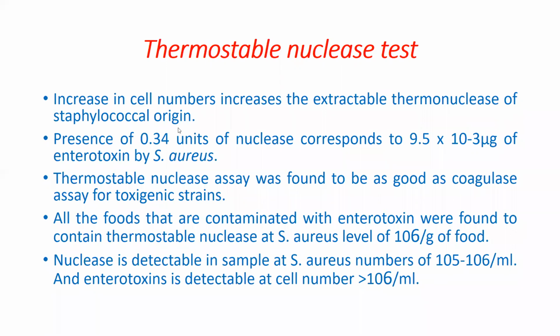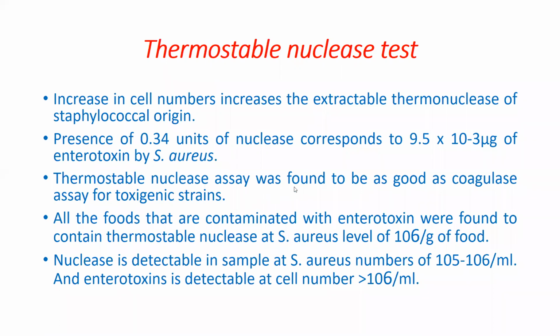So in this test, an increase in cell number increases the extractable thermonuclease of Staphylococcus aureus. Presence of 0.34 unit of nuclease corresponds to 9.5 into 10 to the power of minus 3 microgram of enterotoxin by Staphylococcus aureus. That means if this much unit of nuclease is there, it is equal to this much amount of enterotoxin by Staphylococcus aureus.